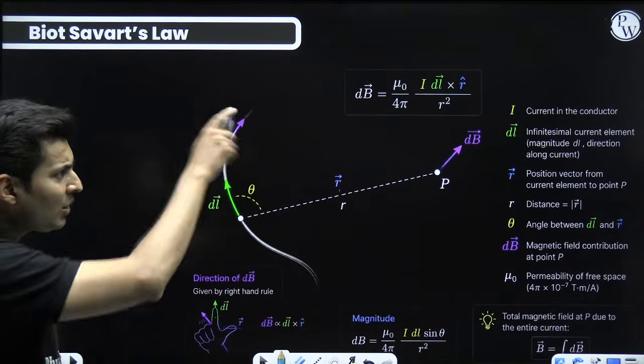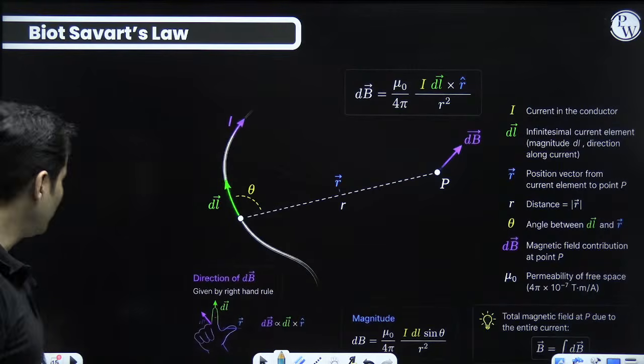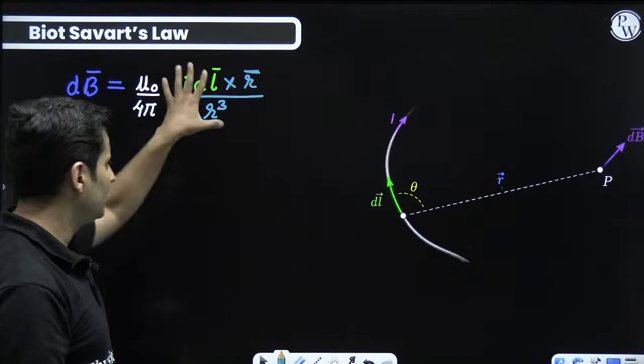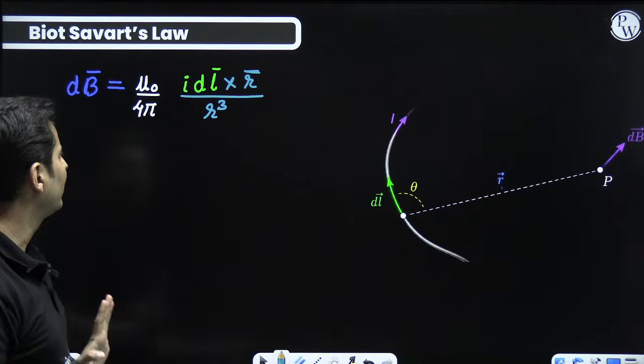Now you will see some places it is written in unit vector form also, don't worry about it. We'll talk first about the generic form and then we'll see the unit vector form also.